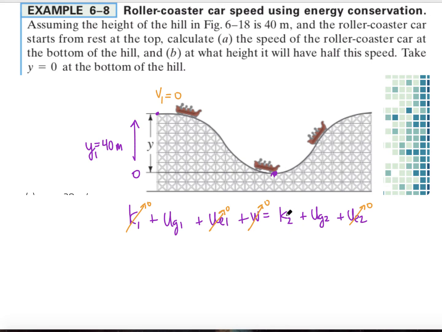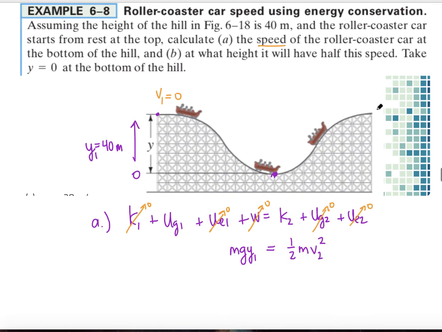And then at the bottom of the hill, we know that we're going to be moving at some point since we're looking for speed. And we've set this to be 0 as far as our height is concerned. So our final gravitational potential energy is 0. So let's go ahead and simplify this. Instead of UG1, I'm going to write m times g times y1. Instead of kinetic energy 2, I'm going to write 1/2 m times velocity 2 squared.